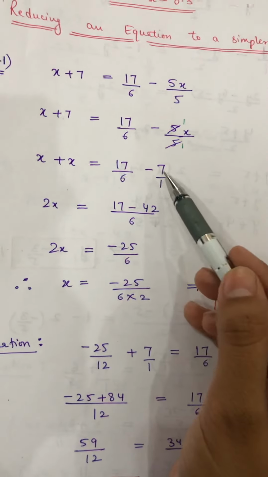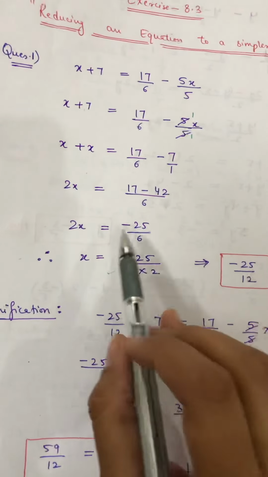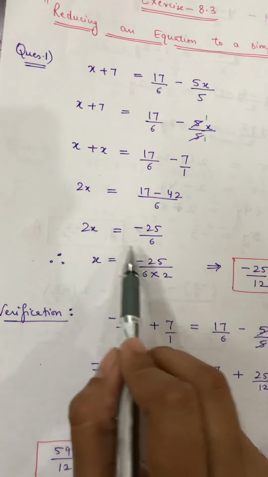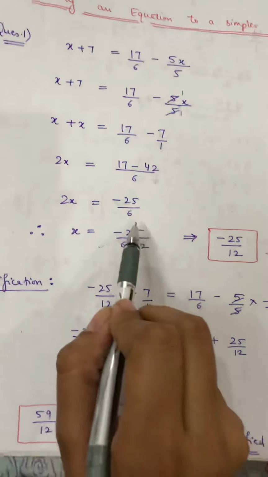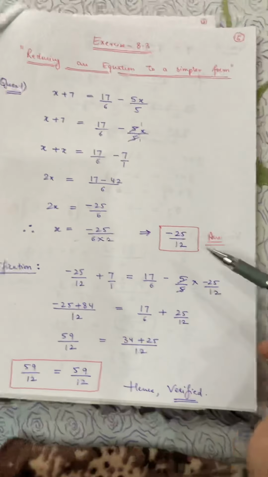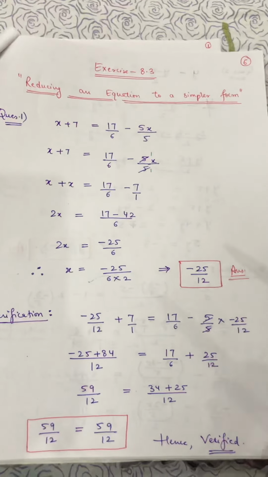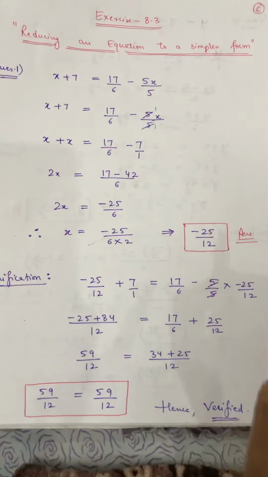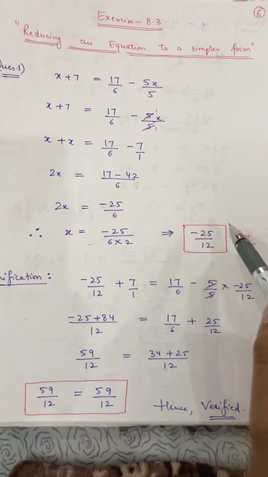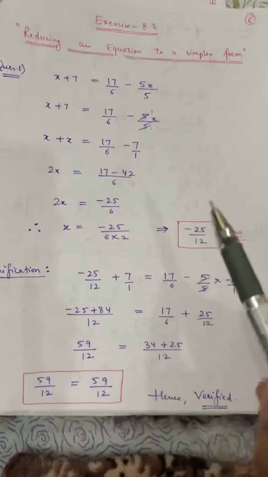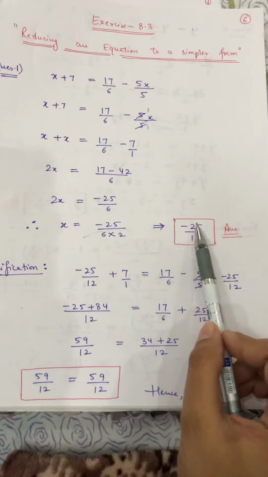Denominator you have to divide and numerator you have to multiply, right? You know this, how to take the LCM. So that is equal to minus 25 upon 6. Now the 2 will come in the denominator, shift 2 here. So this is equal to minus 25 upon 6 into 2, that is 12. Minus 25 upon 12. This is your answer for x. Now put this value in your question, in place of x.